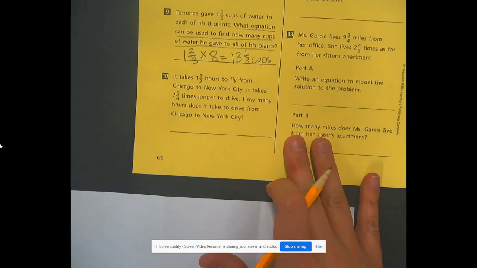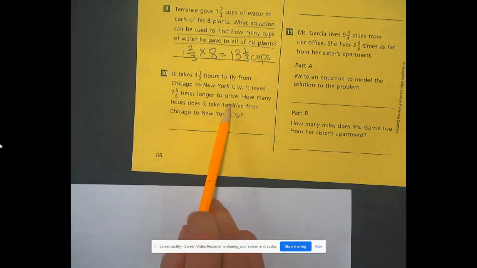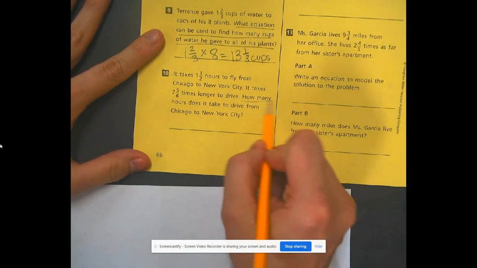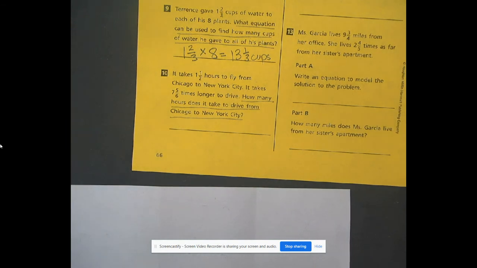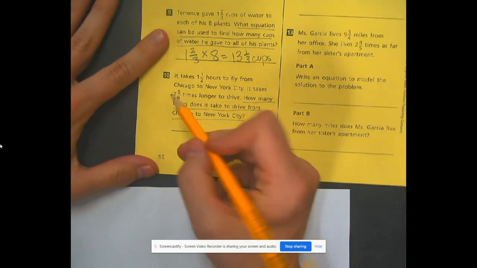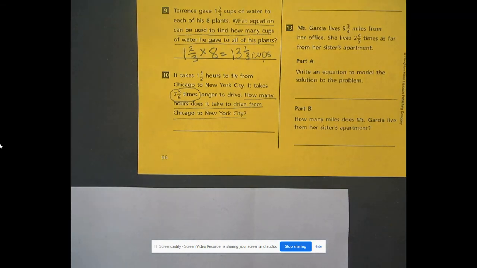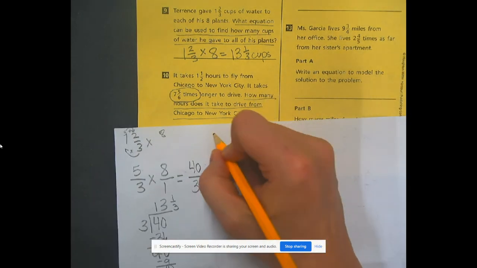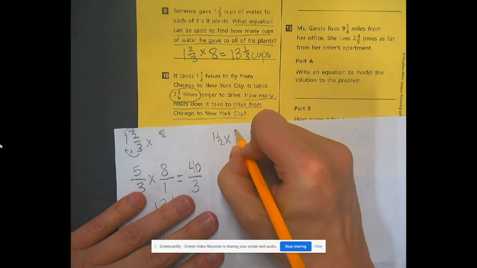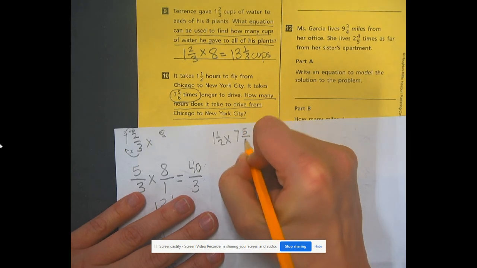Okay, it takes 1.5 hours to fly from Chicago to New York. It takes 7 5/6 times longer to drive. How many hours does it take to drive from Chicago to New York City? What tells us what we need to do in there? There it is. Good. 7 5/6 times longer. So what are we going to do? 1 1/2 times 7 5/6. Good. Go.